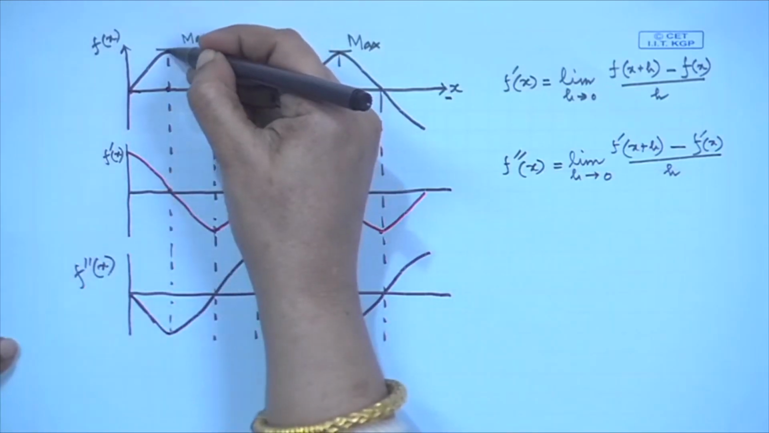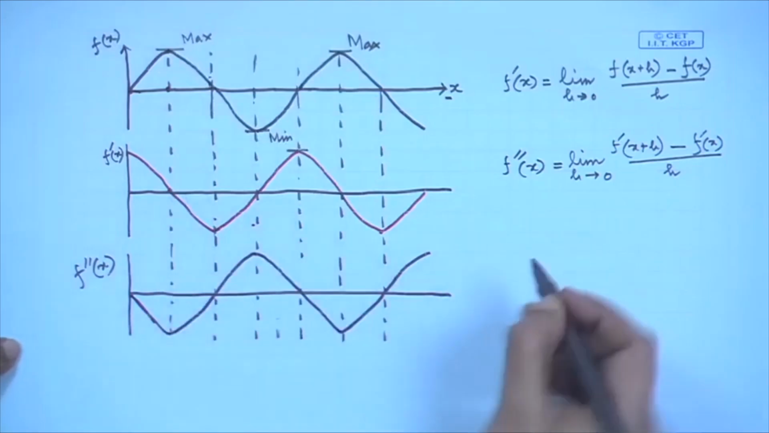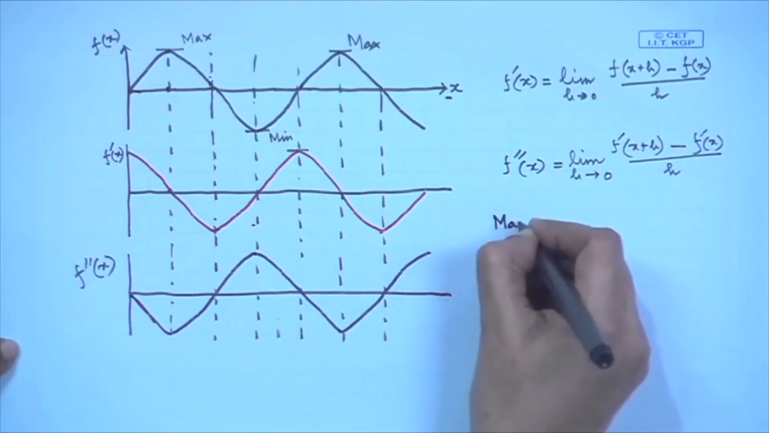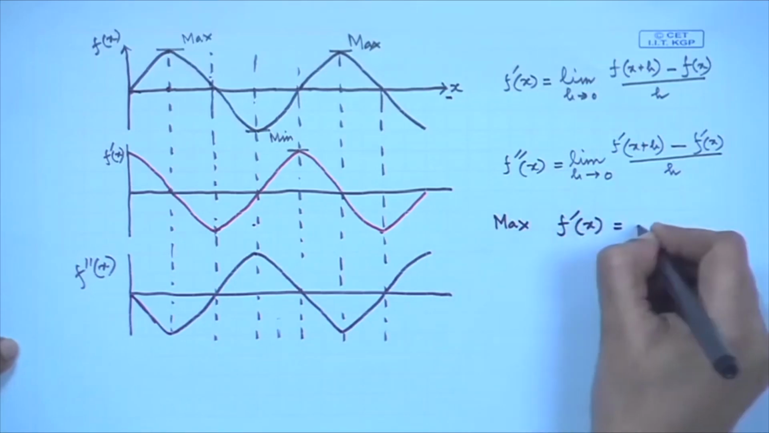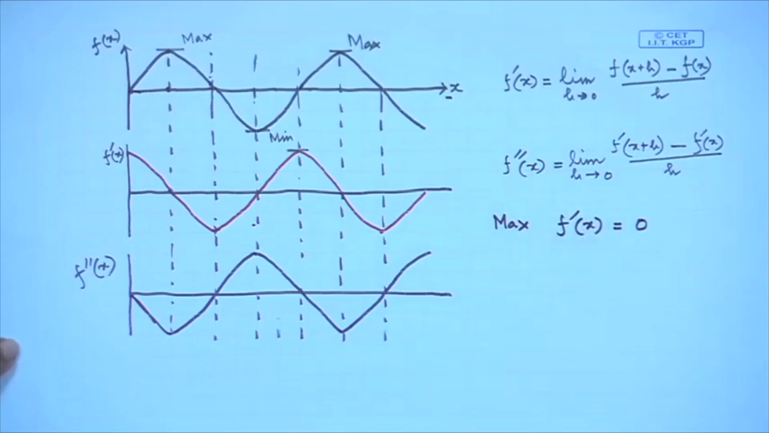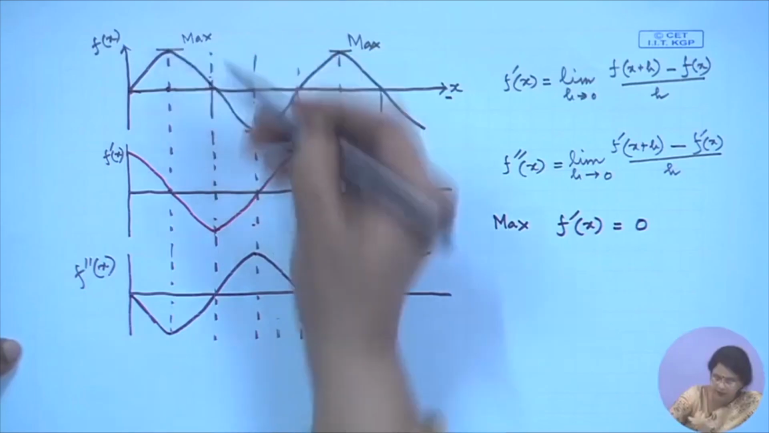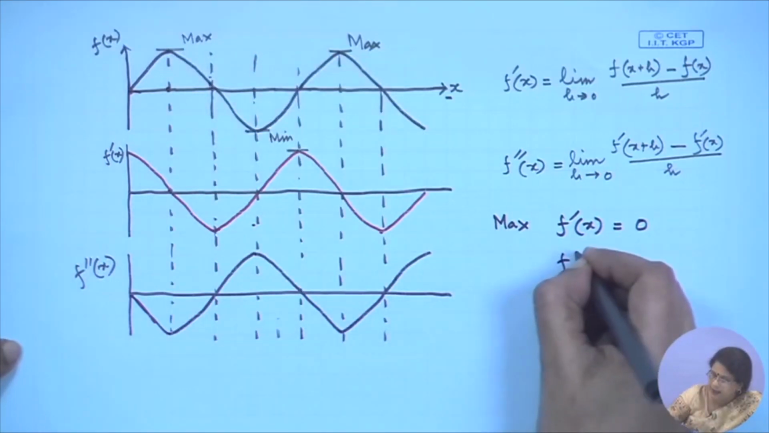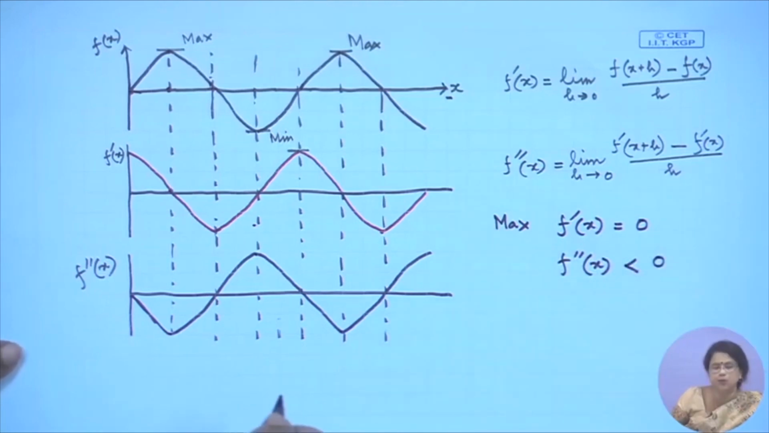At the maximum point, the first order derivative is 0. That is why we can easily say that at a maximum point, the first order derivative of f is equal to 0. What else? You are seeing that the second order derivative of the function at the maximum point is coming negative. You must have learned this in your school time, that at the maximum point of a function, the second order derivative is always negative.